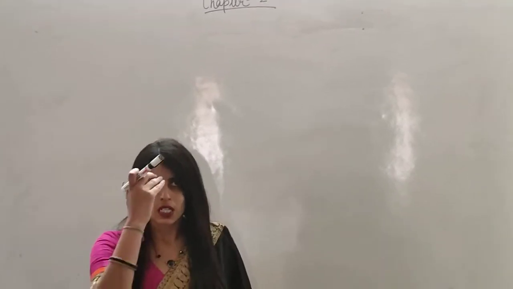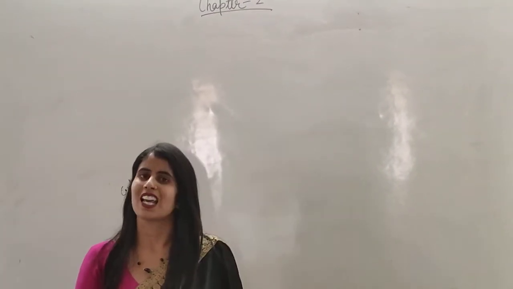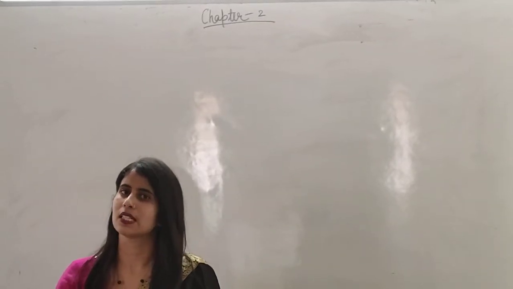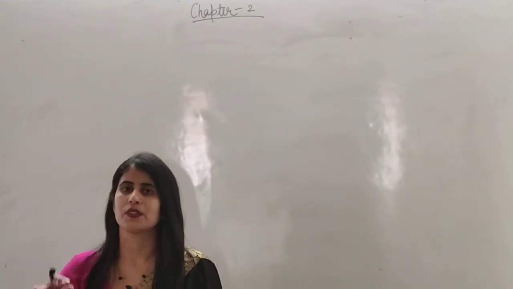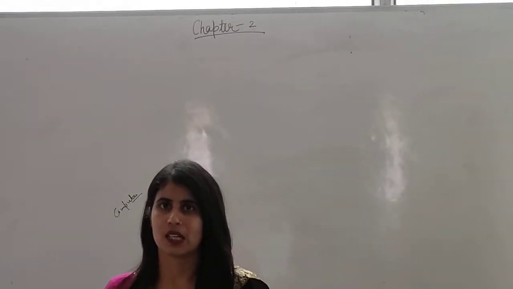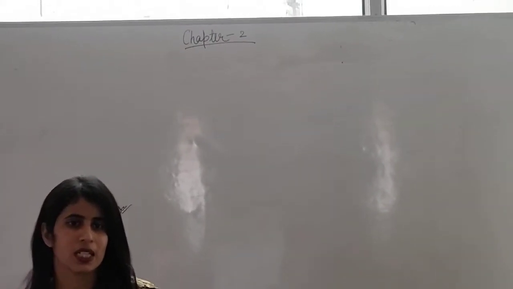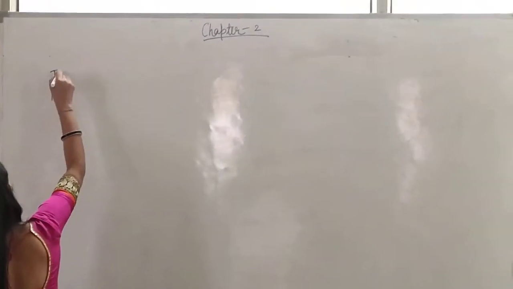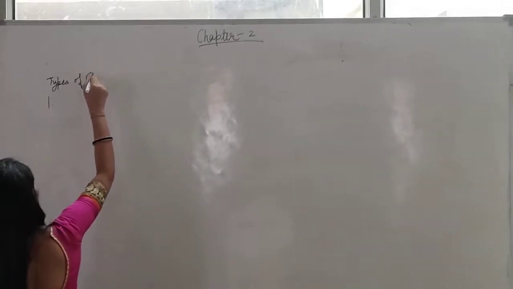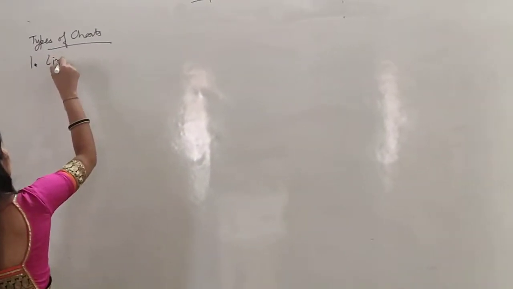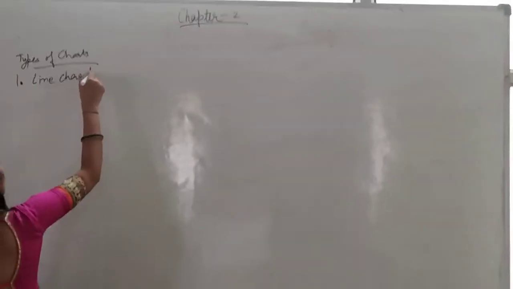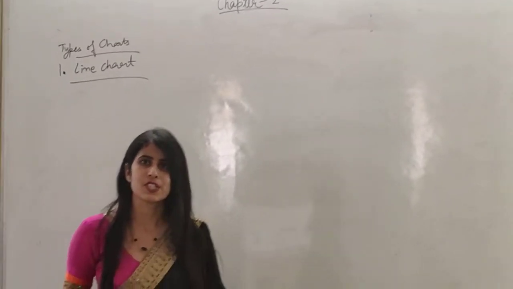Now we are going to study the types of chart. Earlier we studied how to insert the chart. This time we are going to study what are the types of the charts that are present in Excel. So the types of chart are: the first one is line chart. What is line chart?